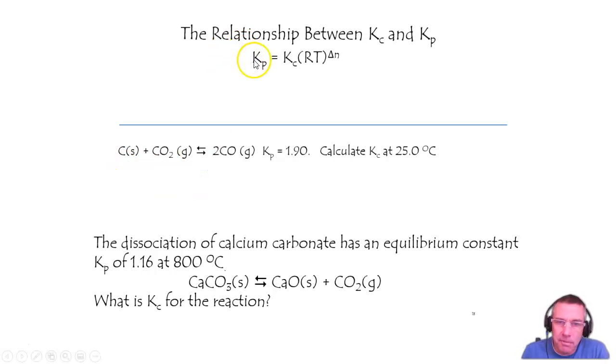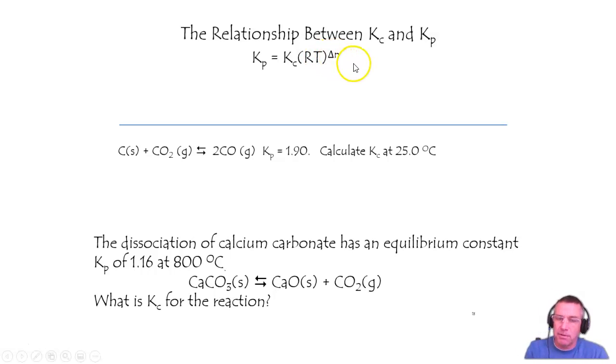The equilibrium constant regarding pressure is equal to the equilibrium constant regarding concentration, multiplied by R, which is just a number. It's the 0.0821 form of R, the non-energy form of R, times T, which I'm sure must be Kelvin, and times the change in the number of moles.